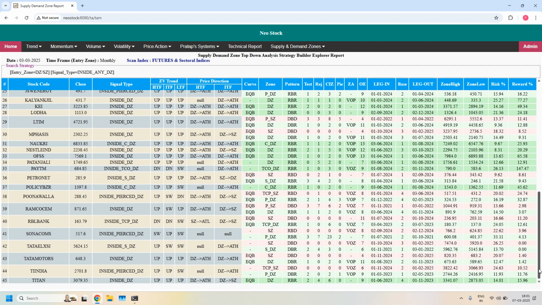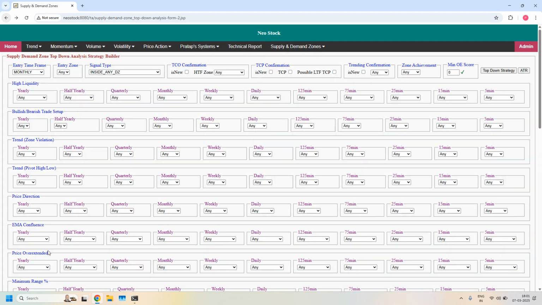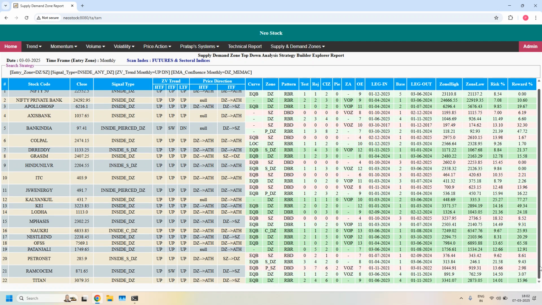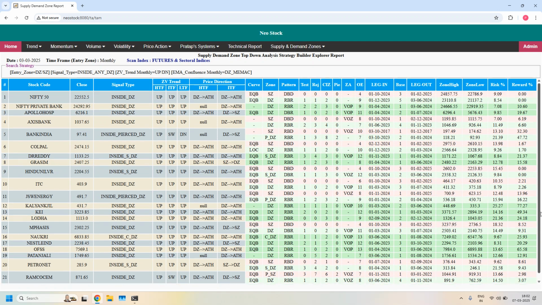We can further filter this list based on the monthly demand zone having monthly EMA Confluence. So let's add that filter. I'm going back. In the EMA Confluence at monthly time frame, I'm adding the filter monthly demand zone having monthly EMA Confluence. And also the trend on the monthly should not be sideways. It can be up or down. So with these filters, out of 45, the list has come down to 22 stocks.